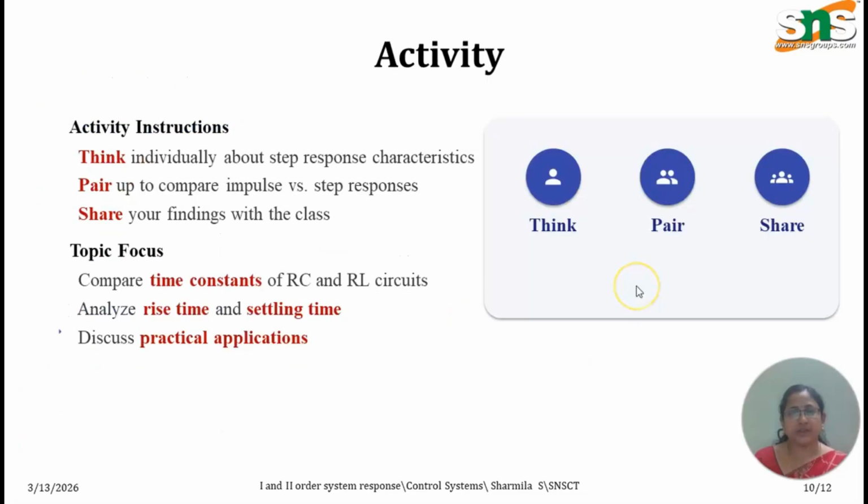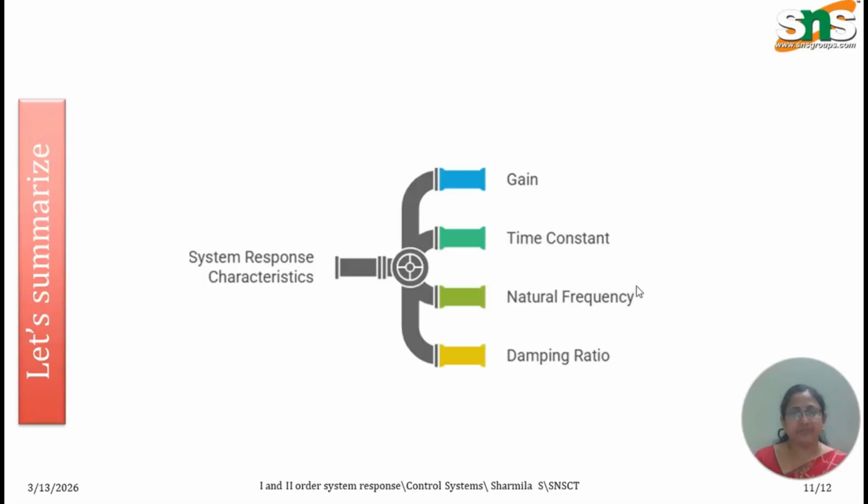Next, the activity session, and let's summarize the time response analysis of first and second order systems. The first order system has a single energy element. Impulse response shows exponential decay and step response shows a gradual rise to steady state. RC and RL circuits are practical examples. So understanding these responses is essential for system design and analysis.